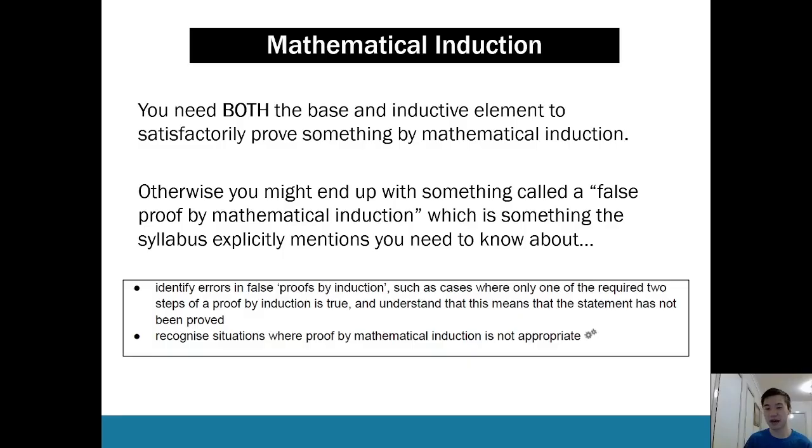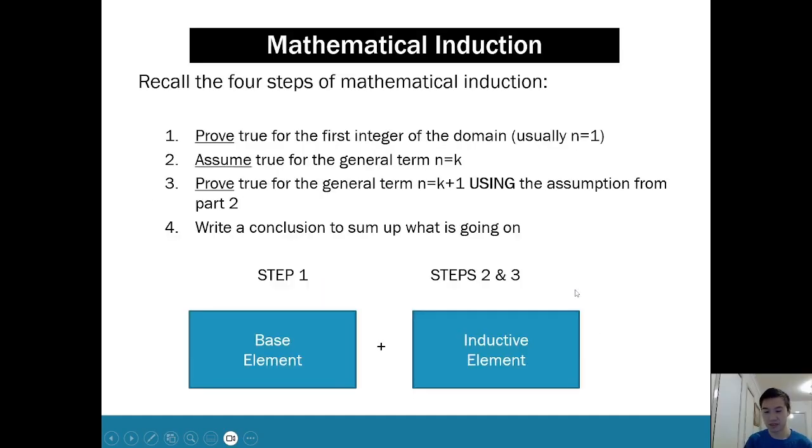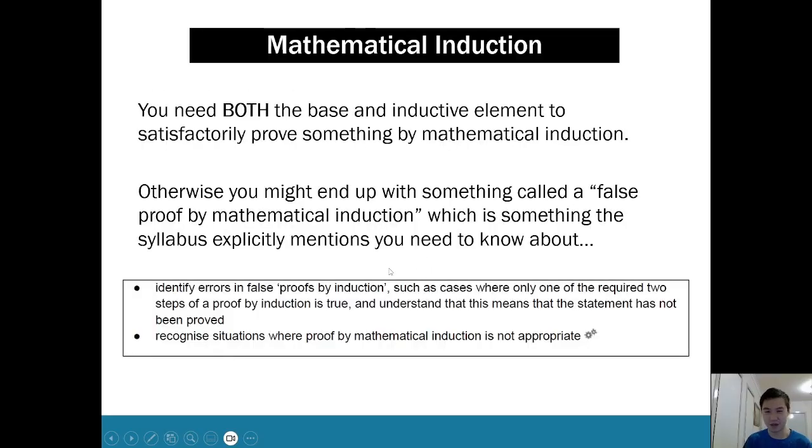If you don't, you might end up with something called a false proof by mathematical induction, which is something the syllabus explicitly mentions you need to know about. It's been added to the new syllabus, and you've got to make sure you can identify errors in false proofs by induction. So for example, if you have a proof where steps 2 and 3 work out perfectly, but you haven't done step 1, that might be a false proof.